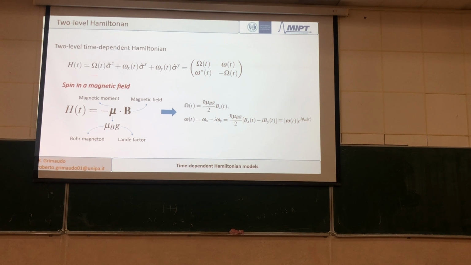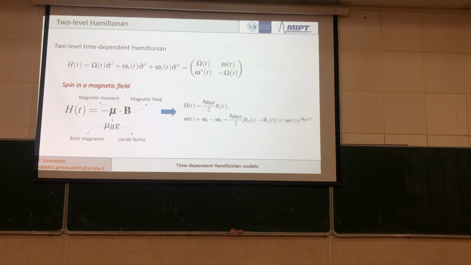So, let us start by defining the general time-dependent Hamiltonian for a two-level system. We can write it in this way. We have a general superposition of the three Pauli matrices with time-dependent, in general complex-valued, functions. In this case, they are real. The matrix representation of this Hamiltonian in the basis of sigma z is the following one, where this parameter omega is expressed here in terms of omega x and omega y.